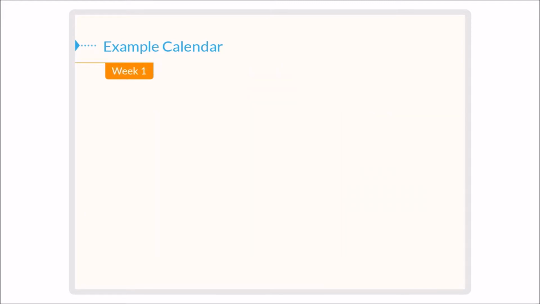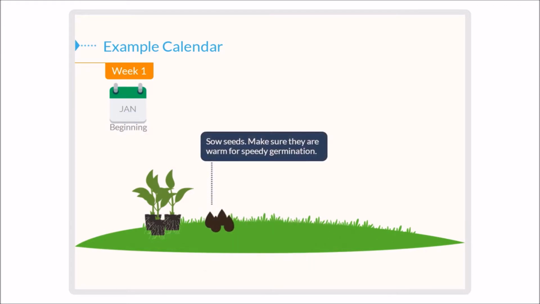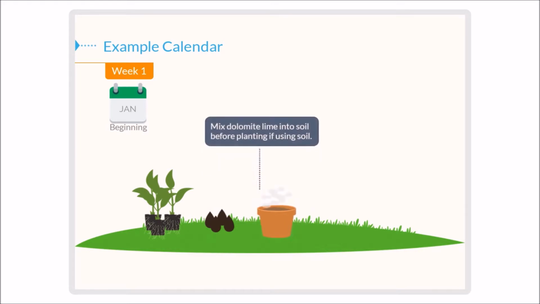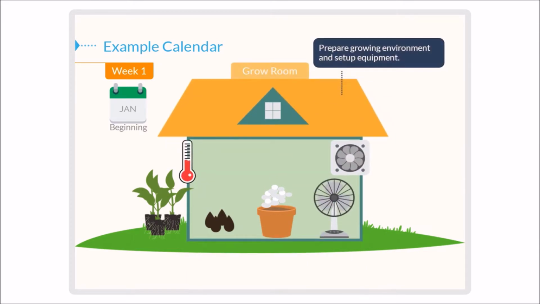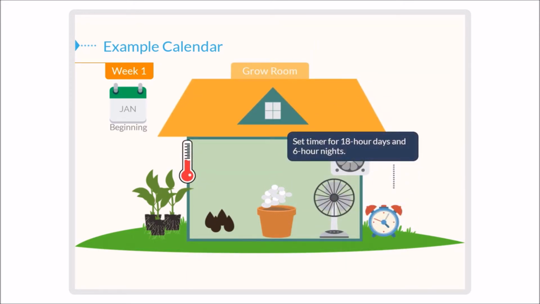Week 1. Month 1, Week 1, beginning of January. Take clones and root clones. These root in 1 to 4 weeks. Sow seeds. Make sure they are warm for speedy germination. Mix dolomite lime into the soil before planting if using soil. Prepare growing environment and set up equipment. Set timer for 18-hour days and 6-hour nights.